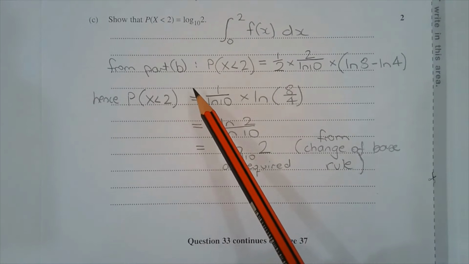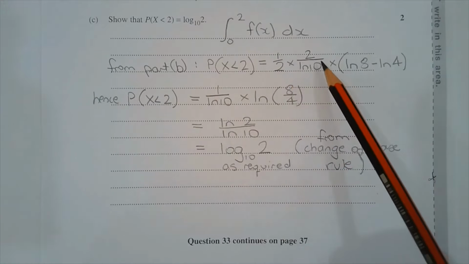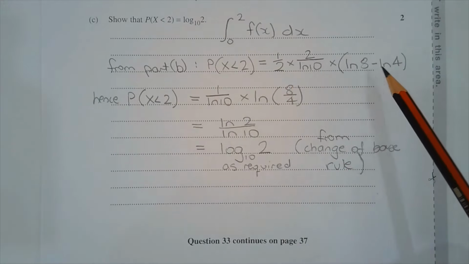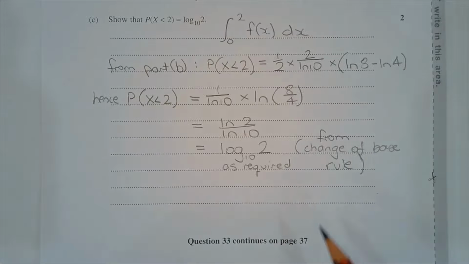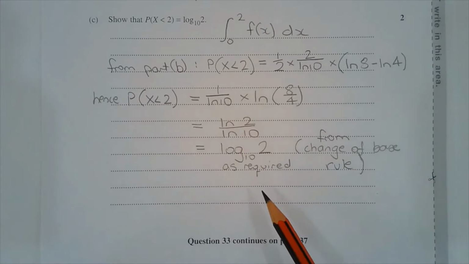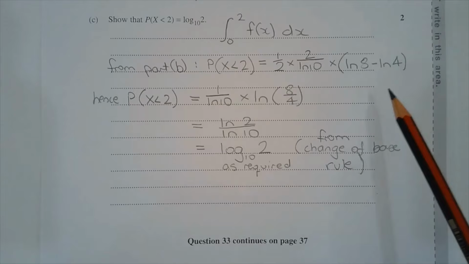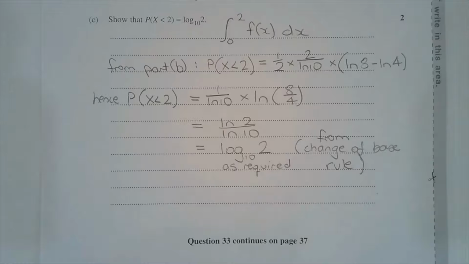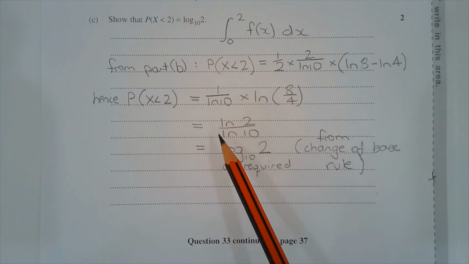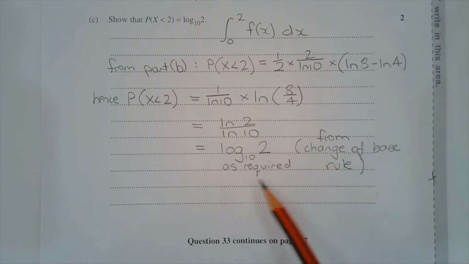From part B, the probability that x is less than 2 is equal to half multiplied by 2 over ln of 10 multiplied by ln of 8 minus ln of 4 in brackets. Now half multiplied by 2 over ln of 10 is equal to 1 over ln of 10, and ln of 8 minus ln of 4, using one of the logarithm laws to simplify this, is equal to ln of 8 over 4. And that equals ln of 2 over ln of 10, and from the change of base rule, that equals log base 10 of 2 as required.